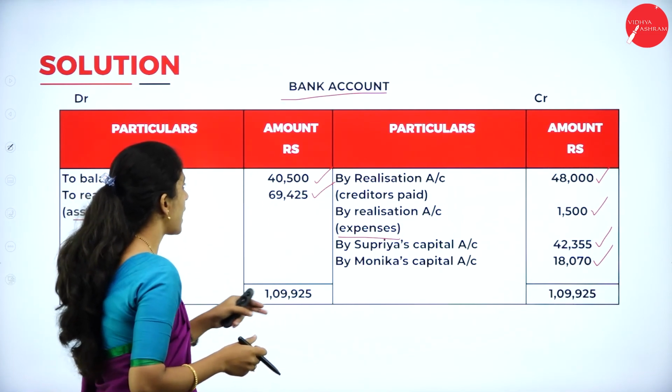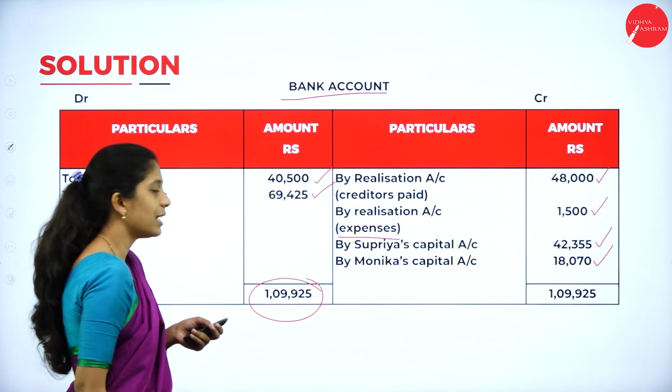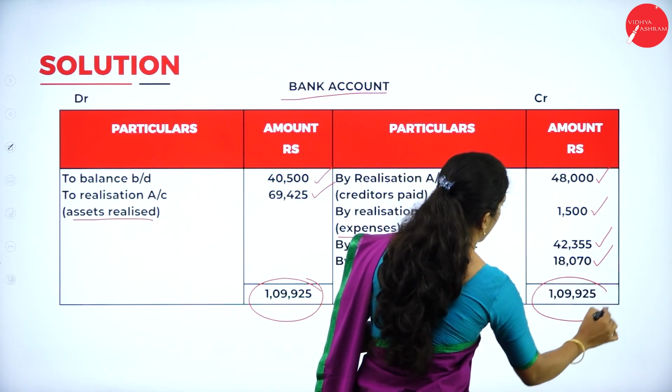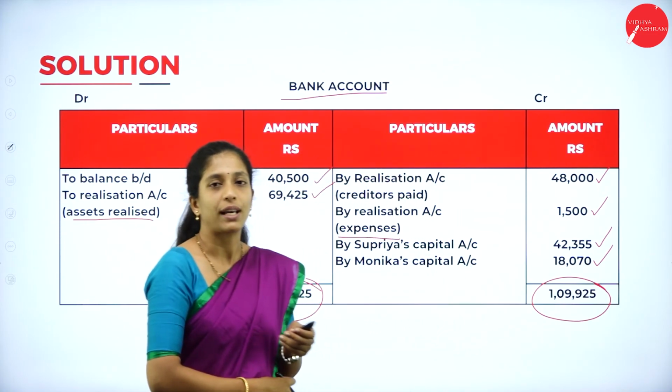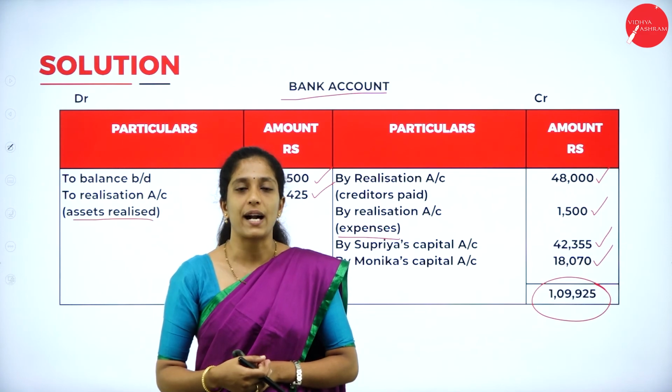Now count both the side. When you add amount in the debit side, you will get 1,09,925, and coming to the credit side also, you will get 1,09,925. This is how you are going to prepare accounts during dissolution of partnership firm.